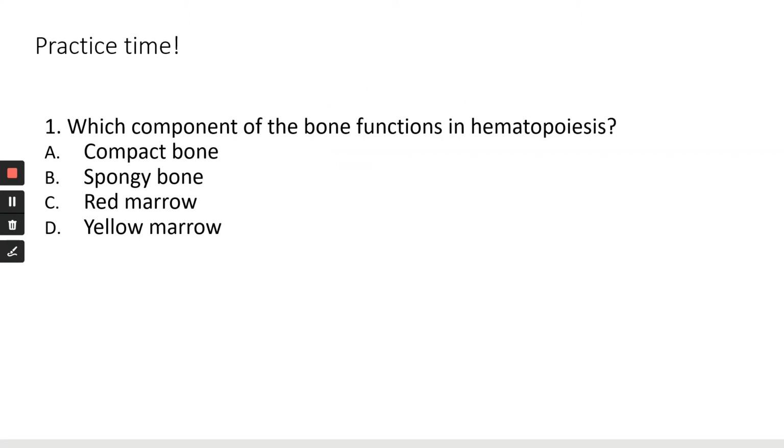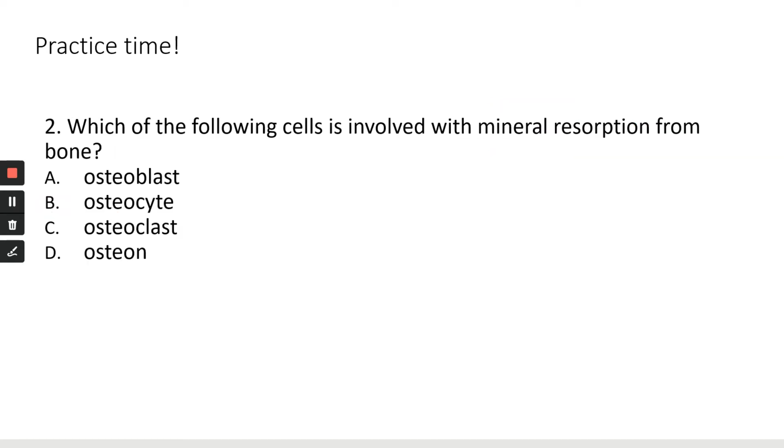Question 1. So hematopoiesis, remember, this is blood production, right? So where is blood produced? Right, bone marrow. Which color? It's definitely the red marrow. This is easy because red is the same color as blood.